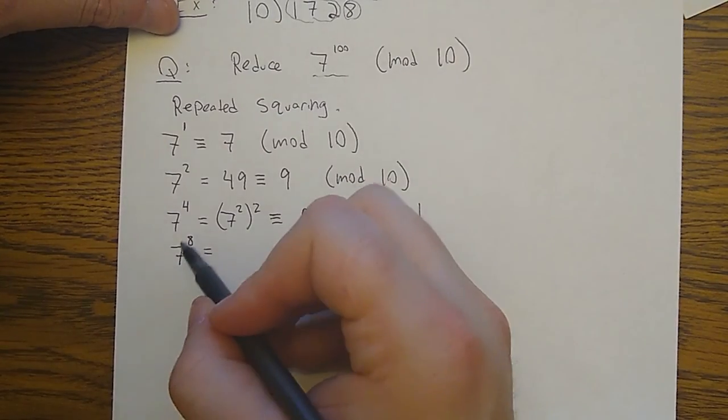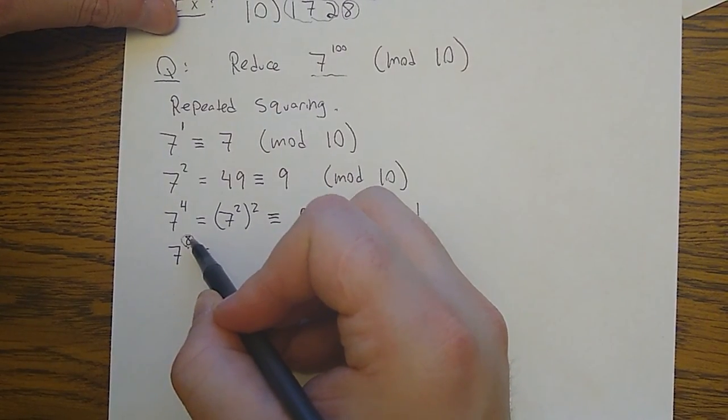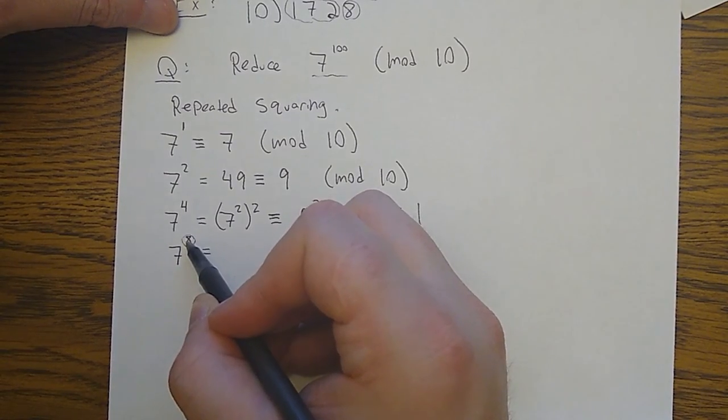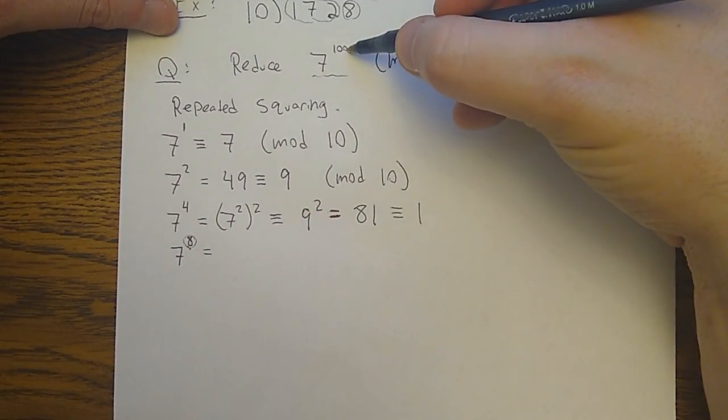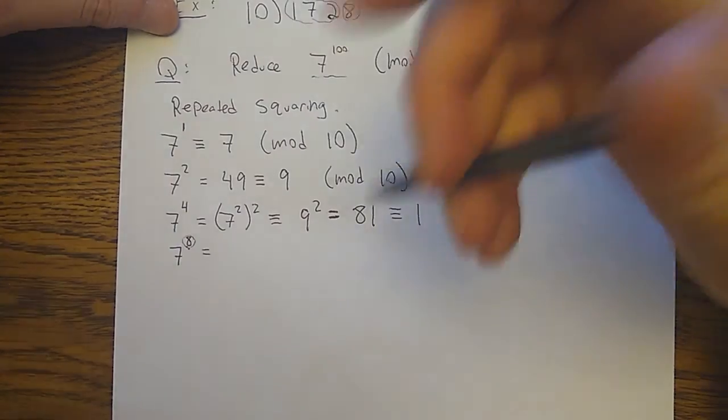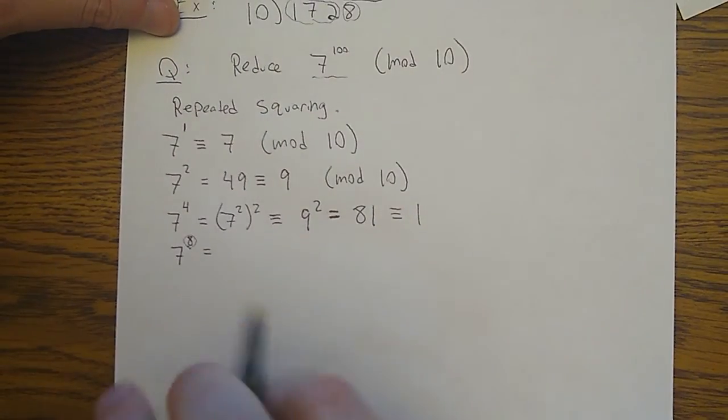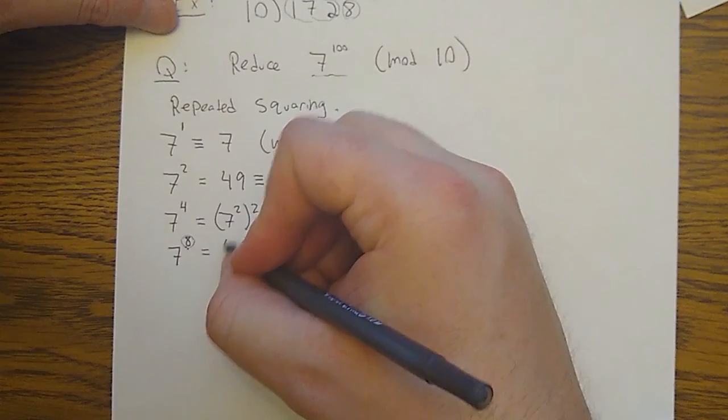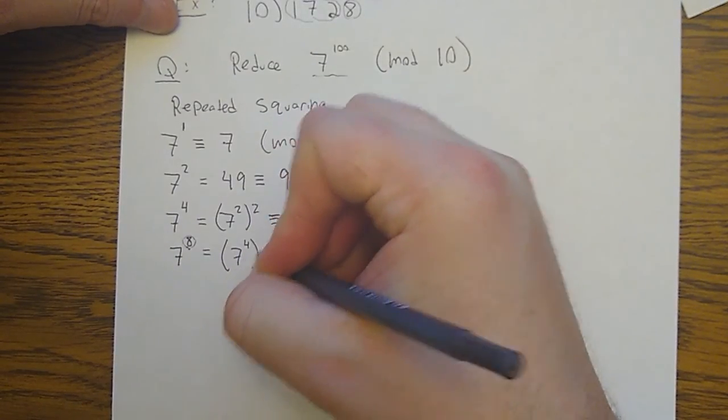So I can get a very large power of 7 really quickly this way, which is good because we want to work our way up to 7 to the 100th. So, okay, I'll keep going. How do I get 7 to the 8th? That's because it would be 7 to the 4th squared.